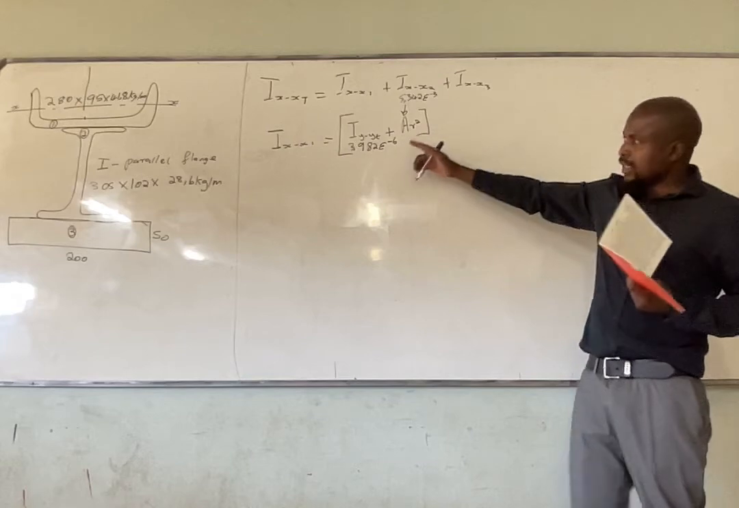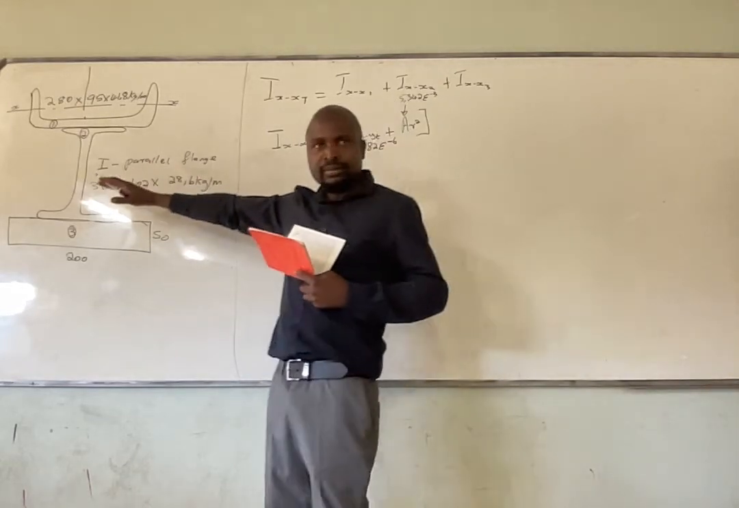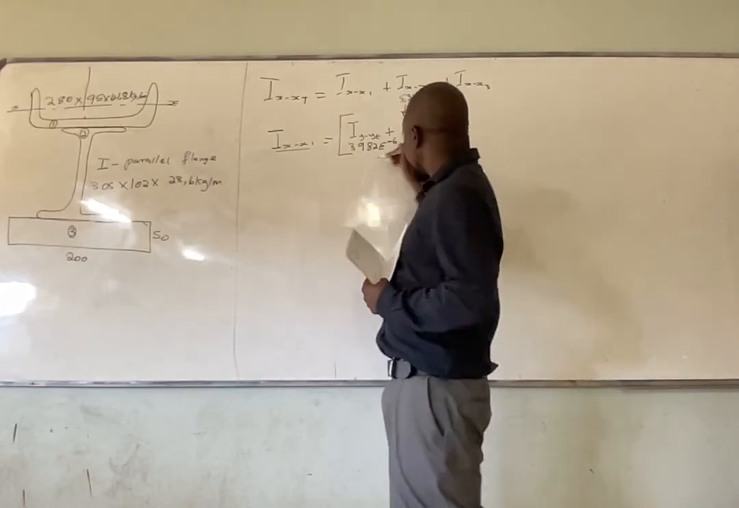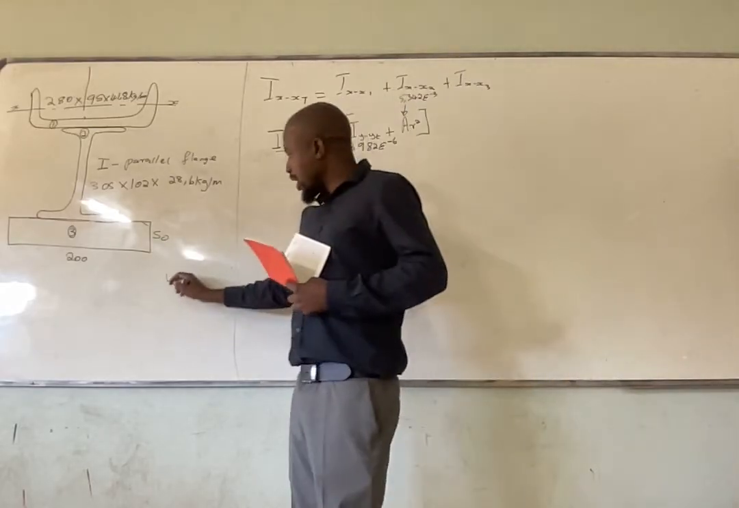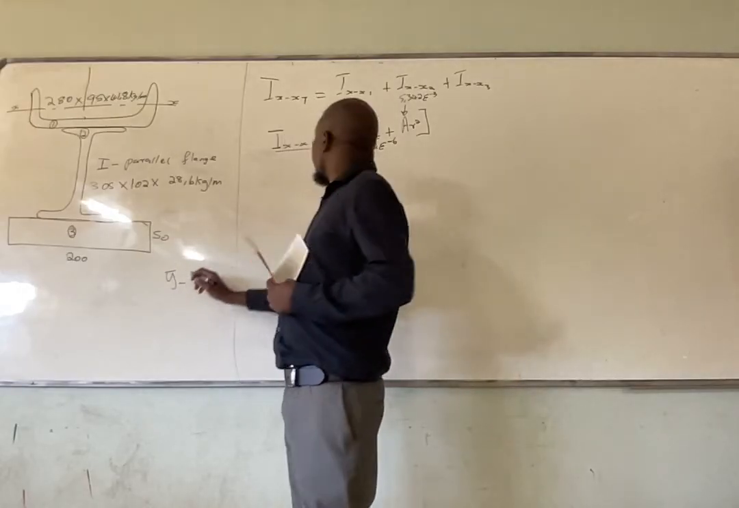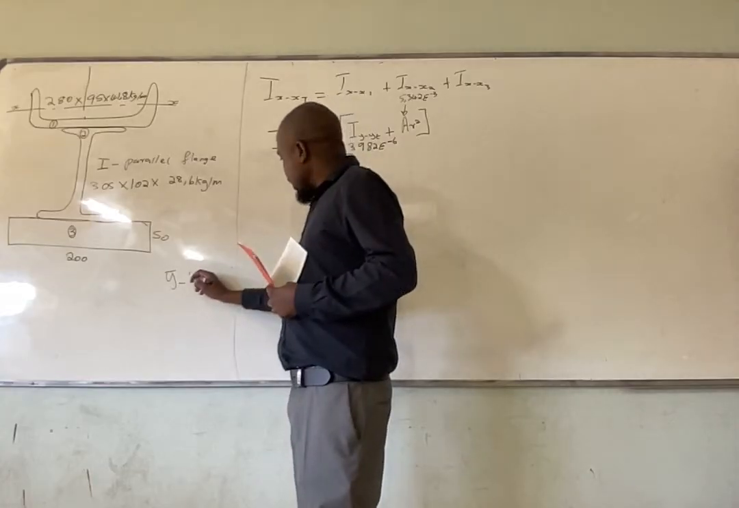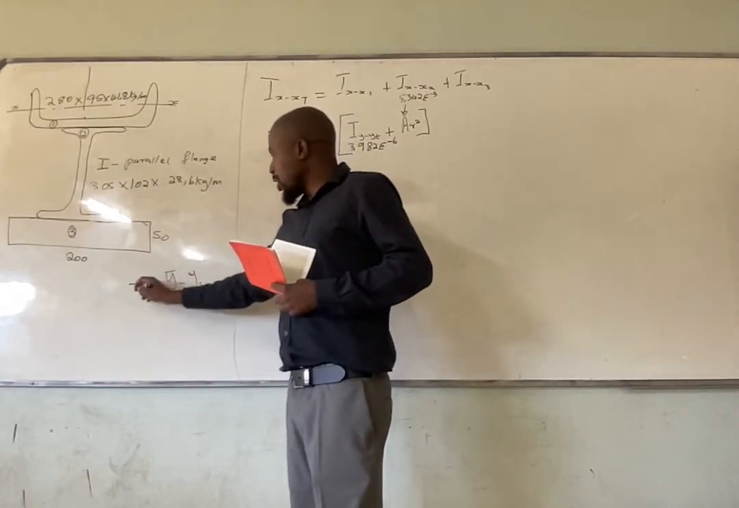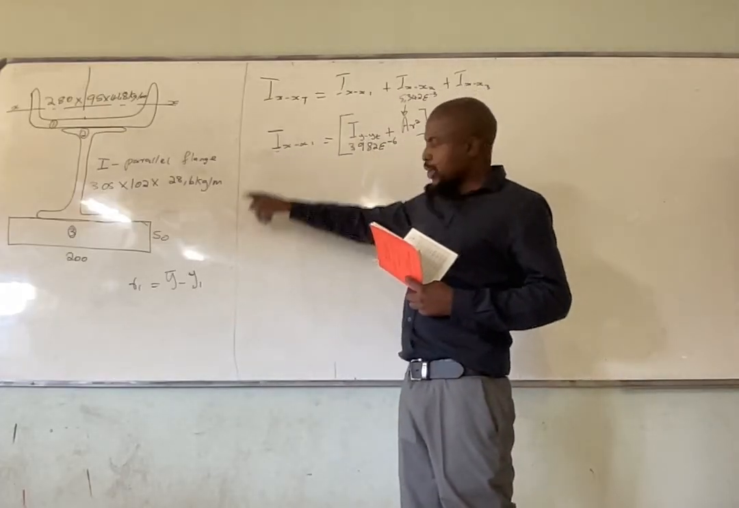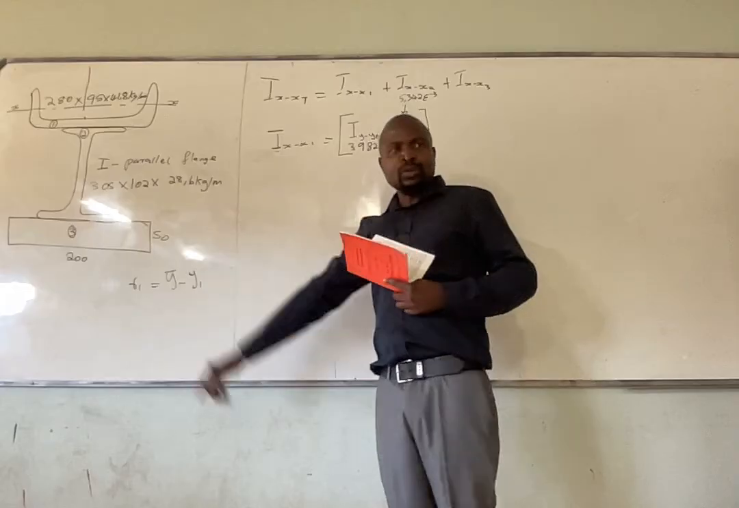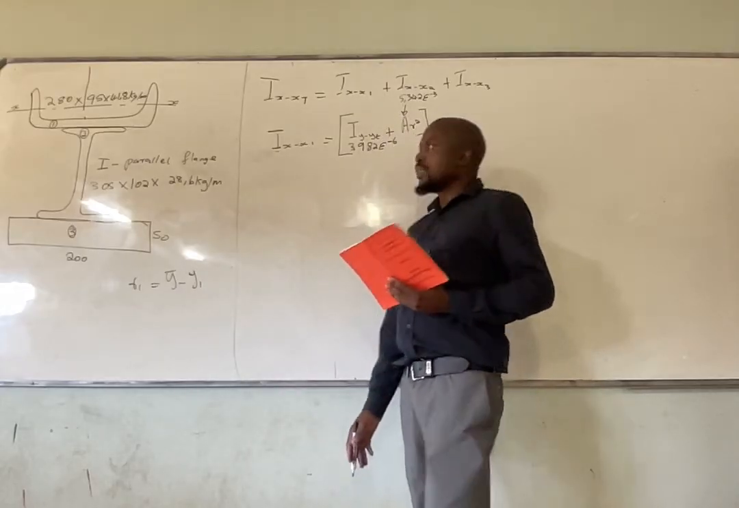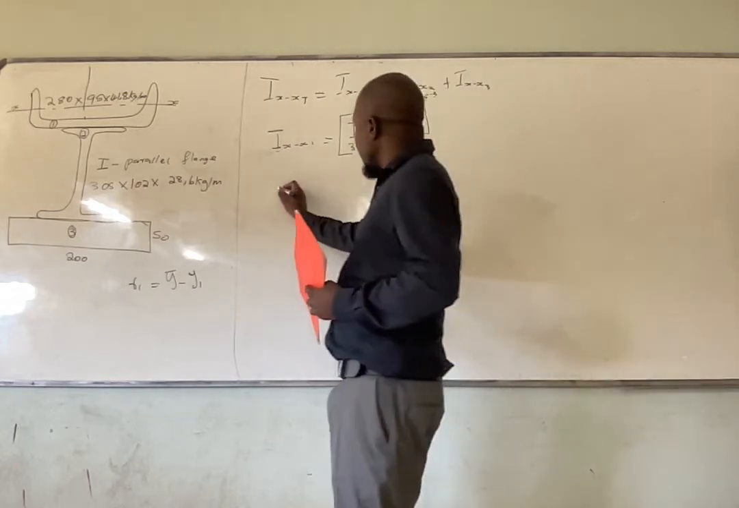So the R you need to calculate, because we are calculating Ixx, meaning for you to find R, you will use Y bar minus Y1. This will be your R1. If we were calculating Iyy, we were not going to use Y bar, we're going to use X bar. You get that part, ne?